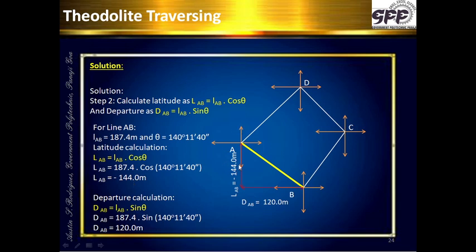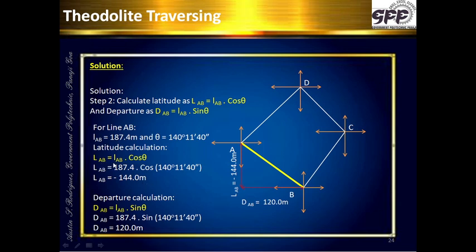Now look at this. That's my north-south line. The latitude of this line is downwards in south direction. That's why we get the sign as negative. The projection of this line on the north-south line gives me the magnitude of latitude of AB, that is 144.0 meters. So that has been marked over here. From here to here is 144.0 meters. So latitude of AB is minus 144.0 meters.